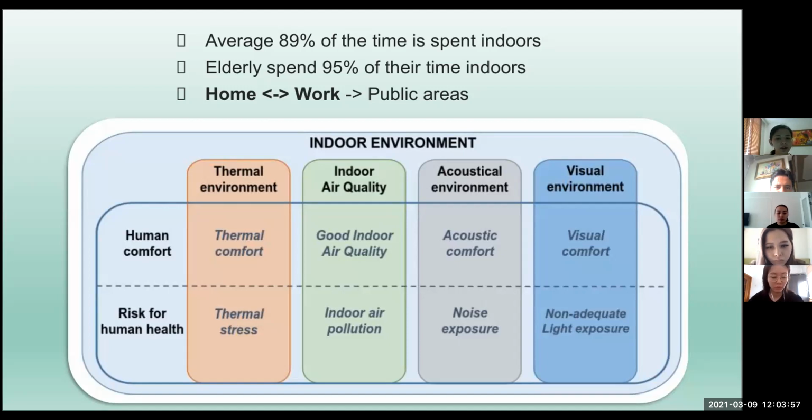Indoor environment consists of several subcategories: thermal environment, indoor air quality, acoustic environment, and visual environment. A well-designed, good indoor environmental quality can give occupants a comfortable and healthy place to live and work in, while bad indoor environmental quality can pose risks to human health, such as thermal stress, indoor air pollution, noise exposure, and inadequate light exposure. These risks can escalate and be very crucial to human health.